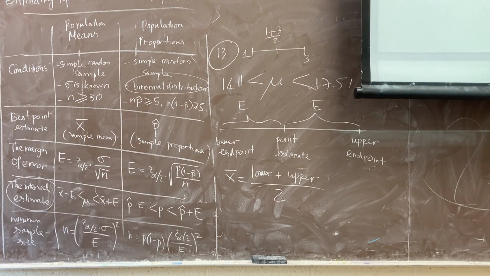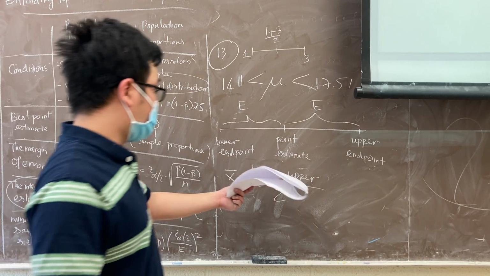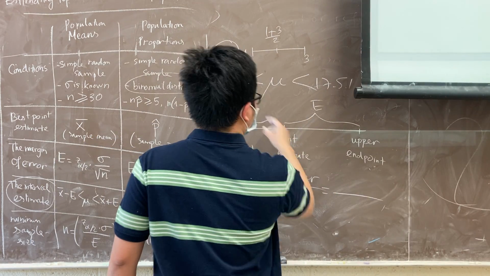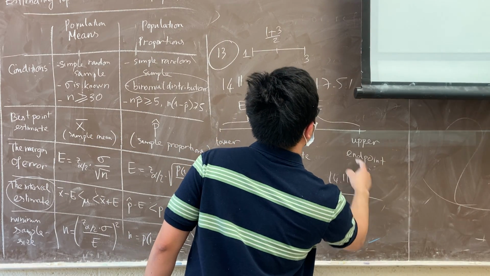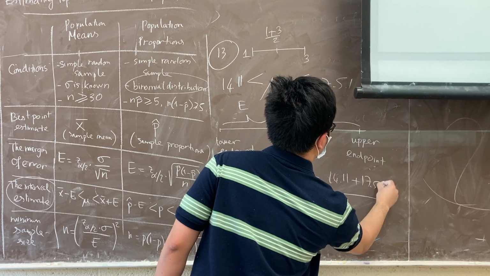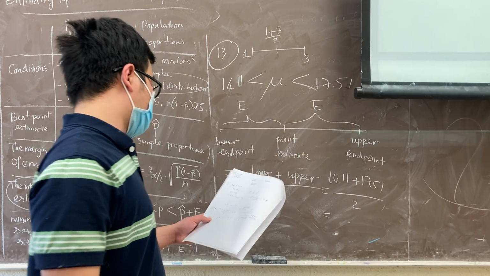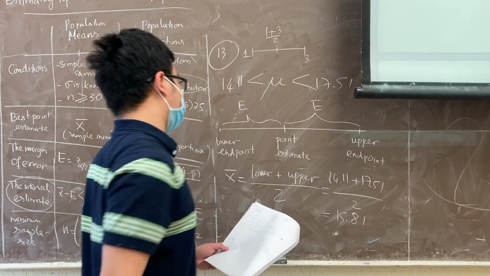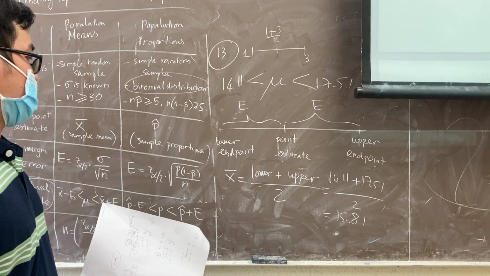Okay, by the way, thank you. You answered that the lower end point plus the upper end point over 2 is equal to this value plus this value over 2. So you will get the result here, 15.81. Okay, you have the point estimate for this.